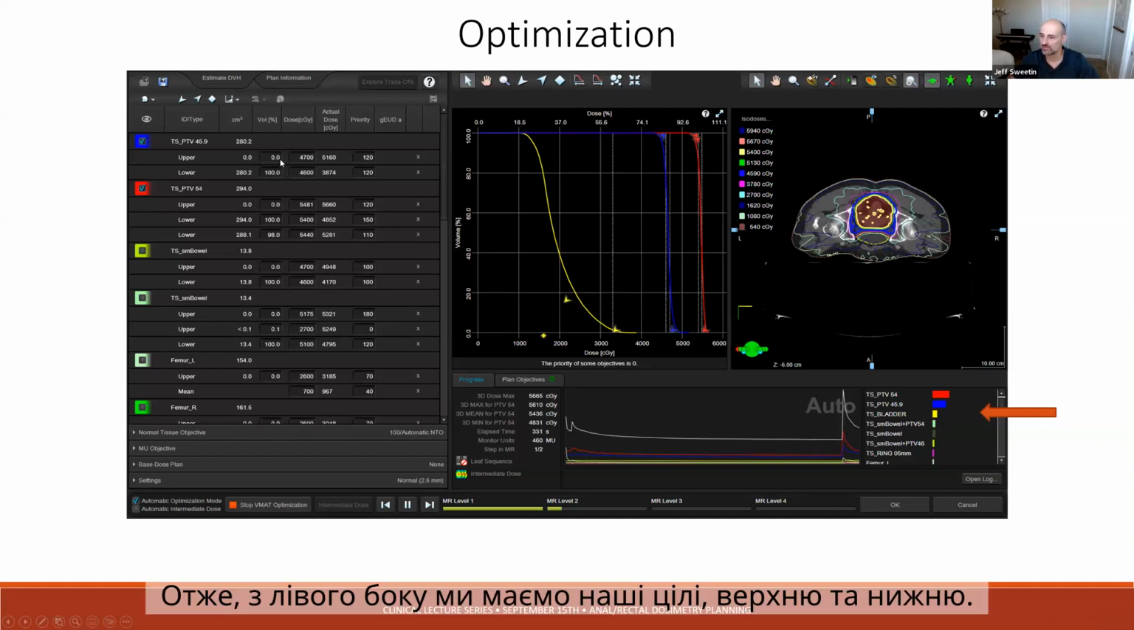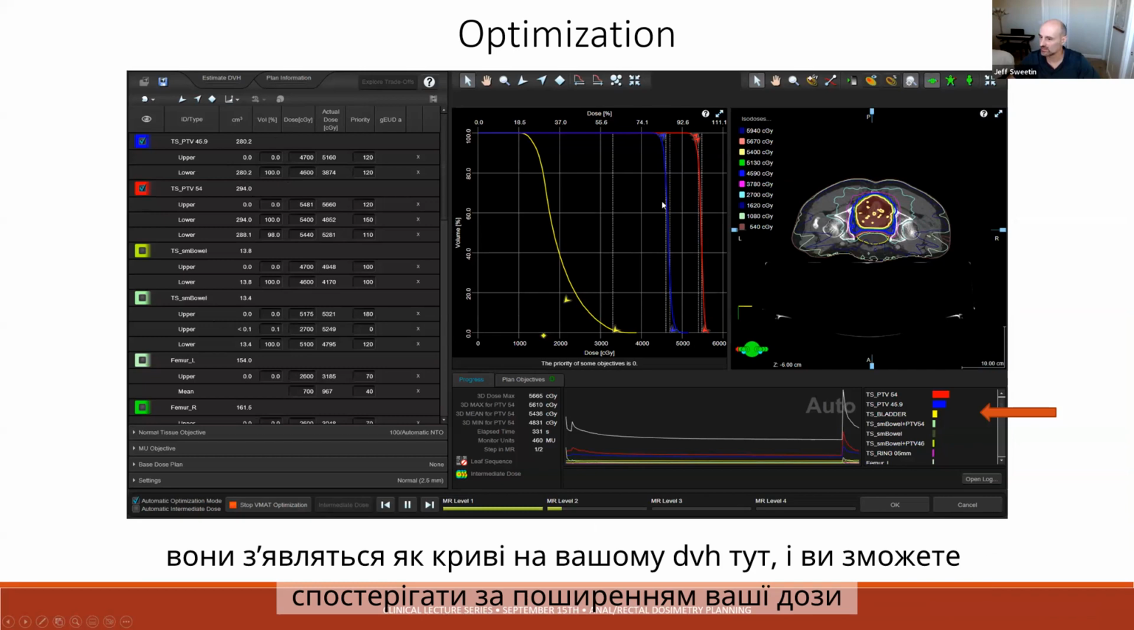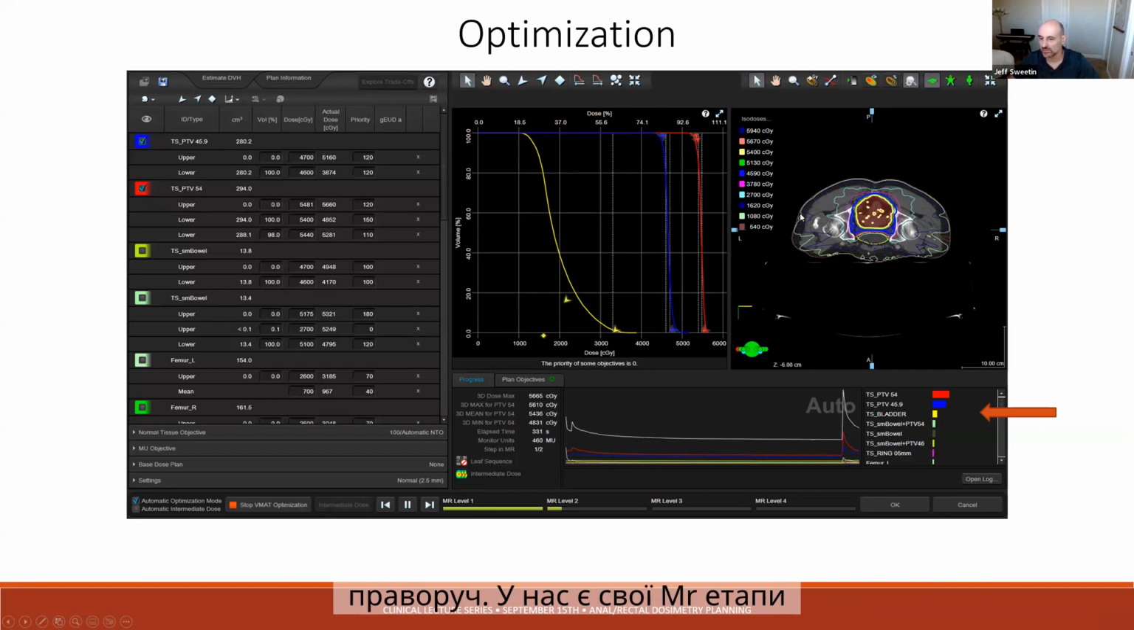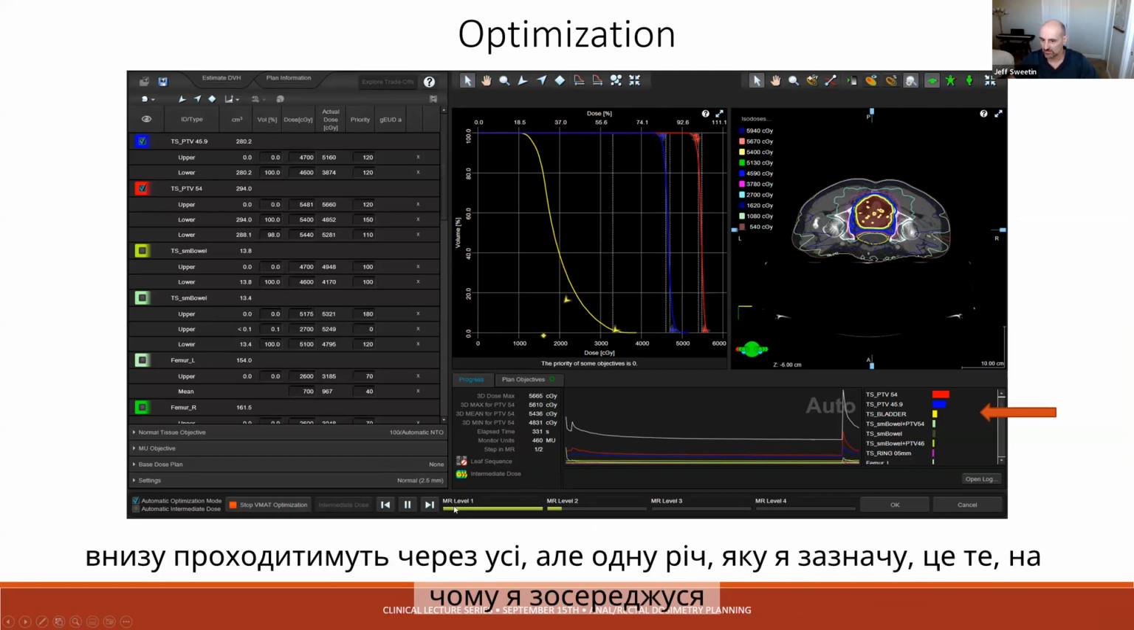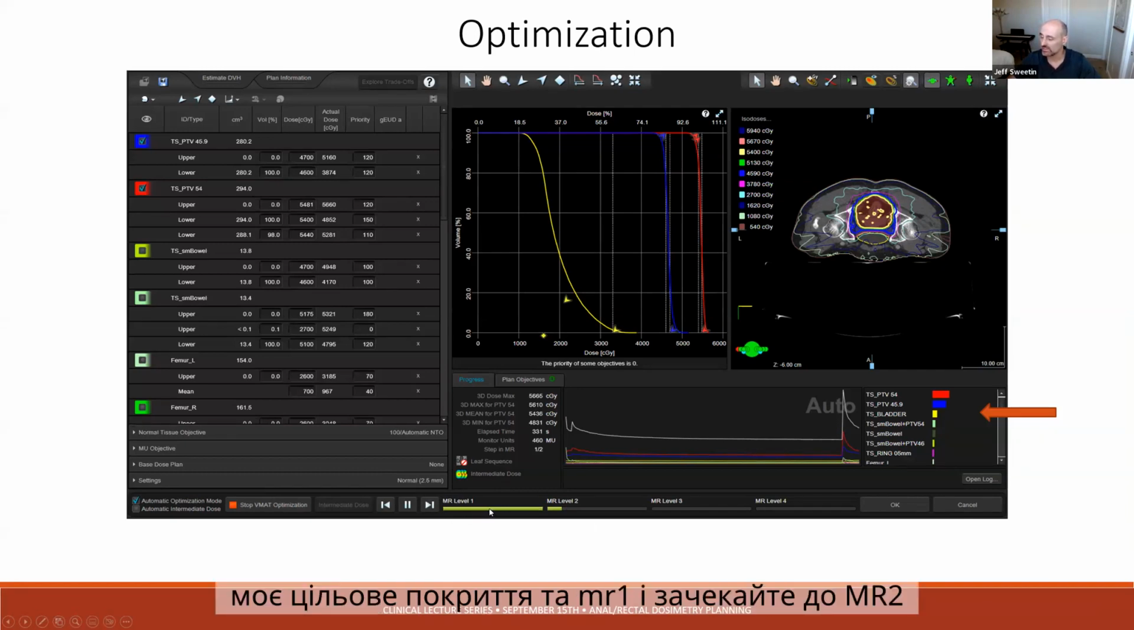So on the left side, we have our objectives, upper and lower, and they'll show up as carets on your DVH here. And you can watch your dose distribution on the right. We have our MR stages at the bottom. We'll go through all of them. But one thing I'll point out is I'll focus on my target coverage in MR1 and wait until MR2 before putting our priorities for organs at risk or rings.